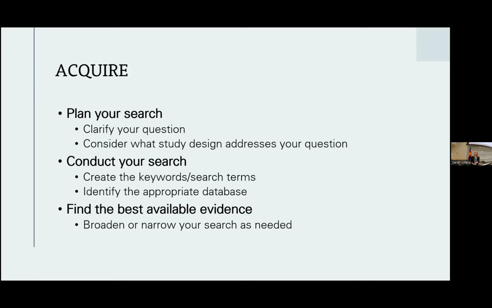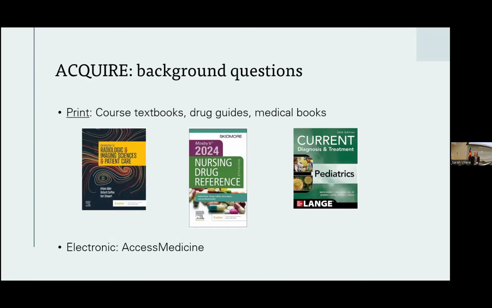And this is really where levels of evidence can start to come in. And then you're going to conduct your search. In order to do this, you really need to come up with your keywords or your search terms. You need to think about which database is appropriate to answer your question. And then you can start to find the best available evidence. And you may need to broaden or narrow your search as needed. So we'll talk about different search strategies to do that.